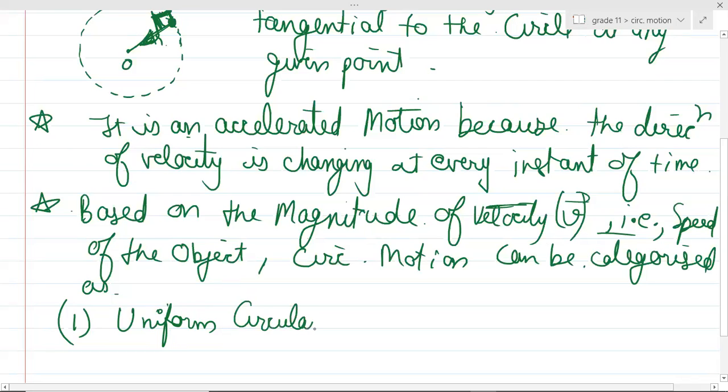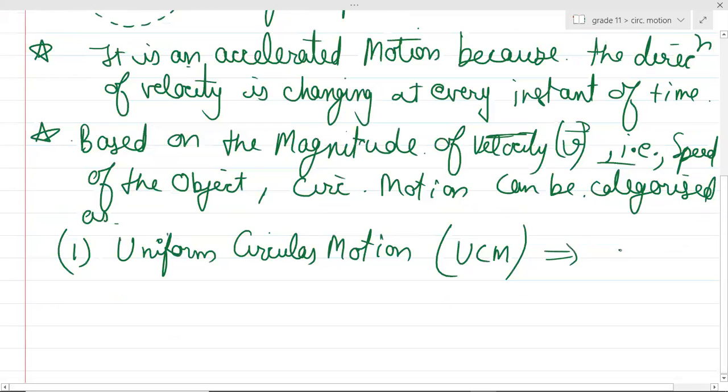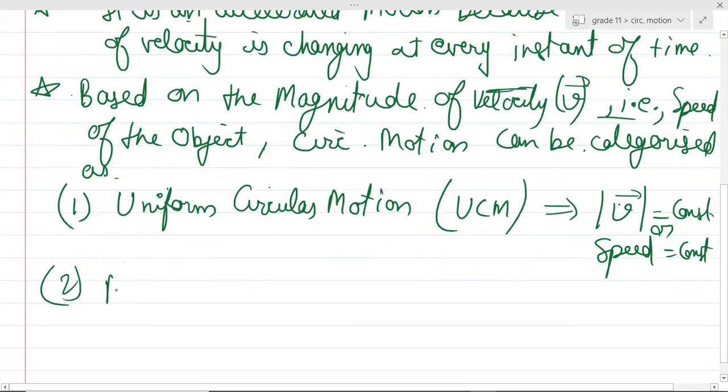The uniform circular motion, also called UCM. This is basically when the magnitude of velocity, or basically the speed, is constant. So whenever the speed is constant, then it's a uniform circular motion. You can either write that the magnitude of velocity is constant or speed. So write like this.